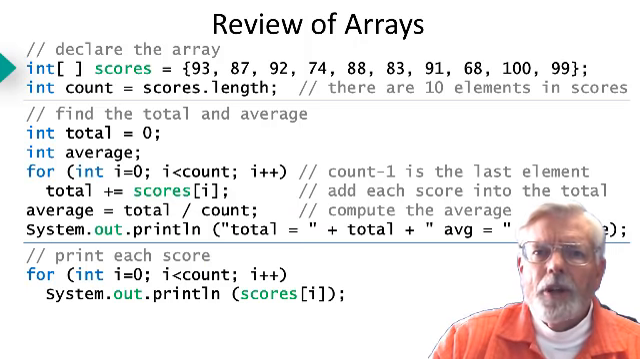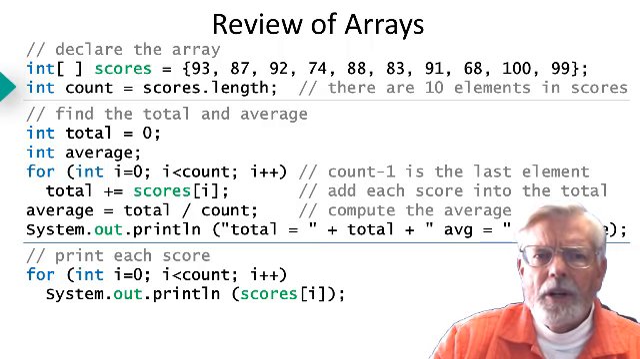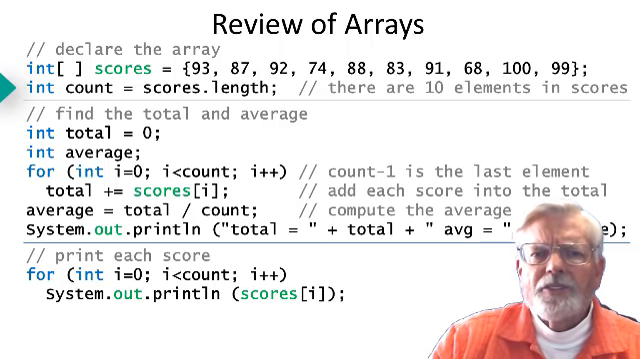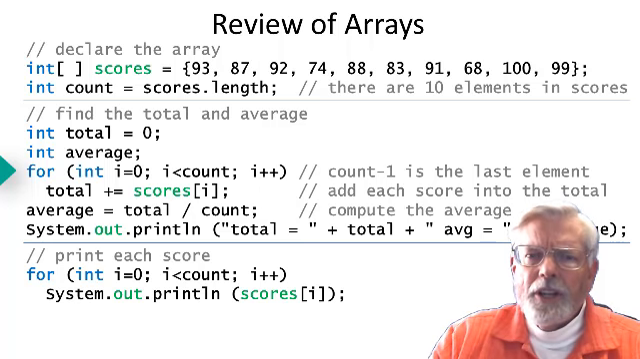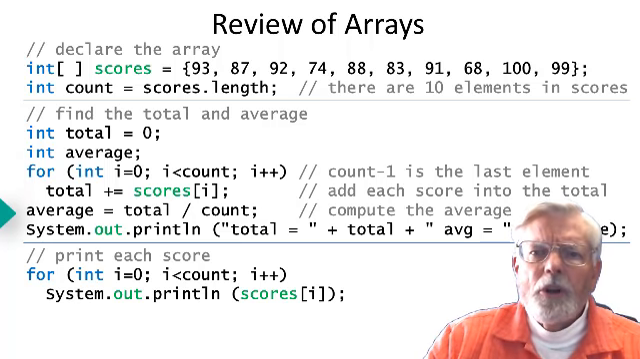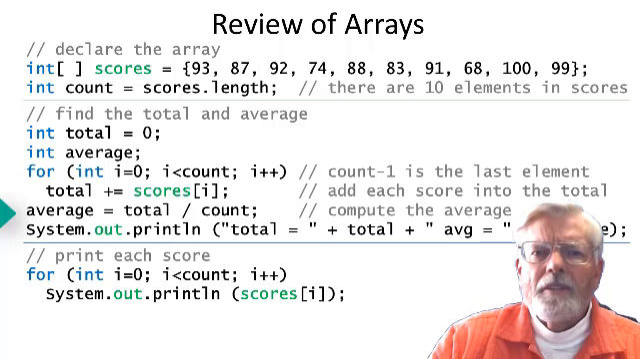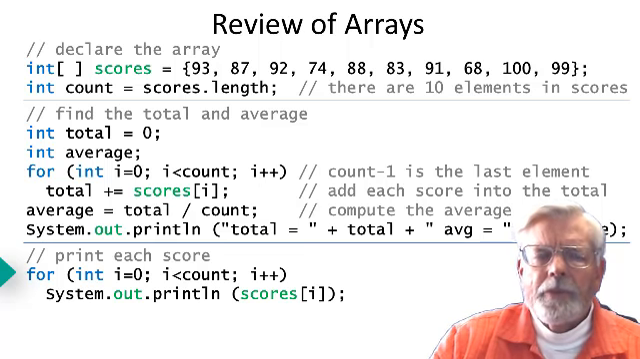Here are some examples of using arrays. An integer array named scores is declared and initialized at the same time. The length property identifies the number of elements in the array. A for loop can be used to go through the array to add up all the values in the array. Once the total is known, the average can be computed by dividing the total by the number of items in the array. A for loop can also be used to loop through the array and display each element.